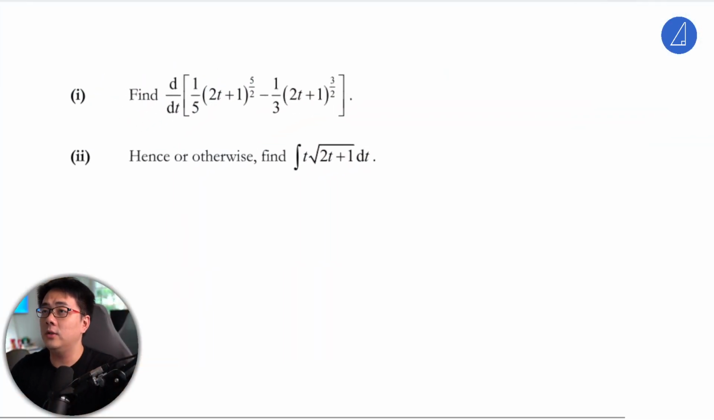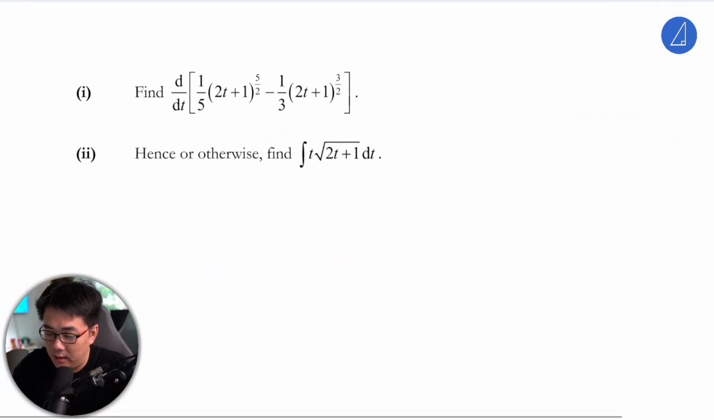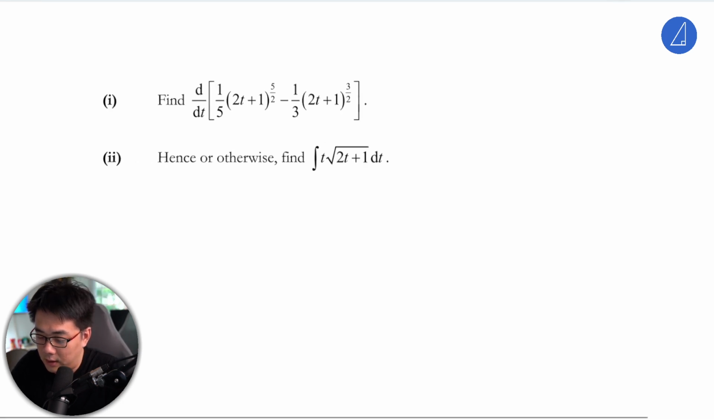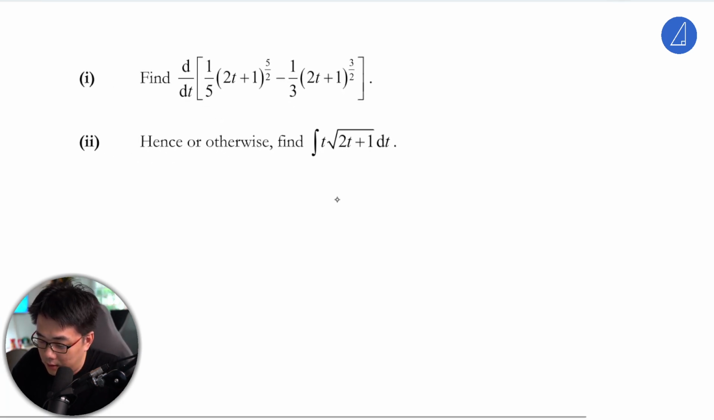Alright, so then let's look at this question here, which is on integration. Let's see if I can do this proficiently. So we were asked to find the derivative of this in terms of dt. So I'm just going to differentiate this. Shouldn't be an issue here.